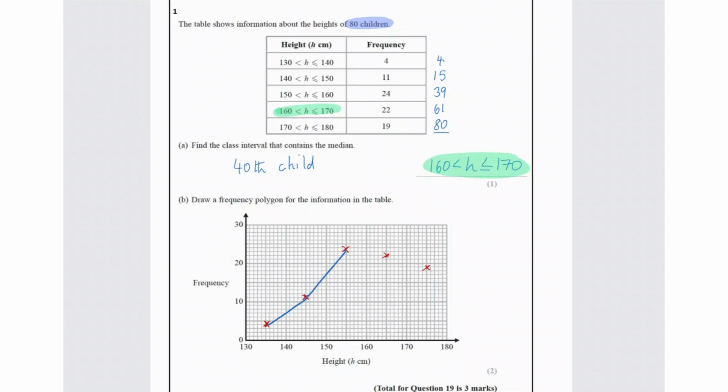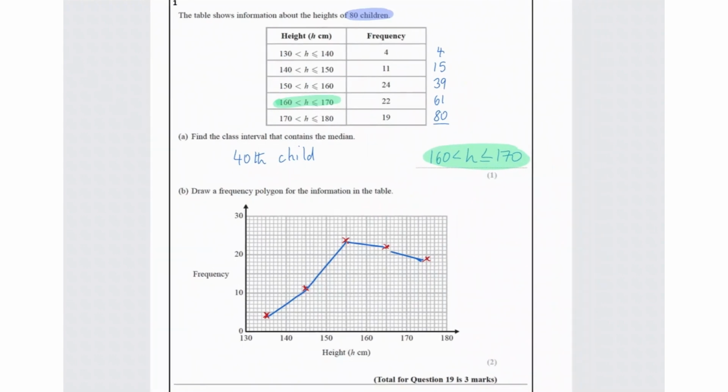Basically what we're doing is we're showing the shape of the distribution, that the height of most children are between sort of the middle, between 150 to 160 and 160 to 170. So straight line, joining all those up.